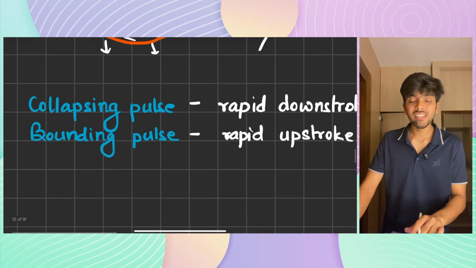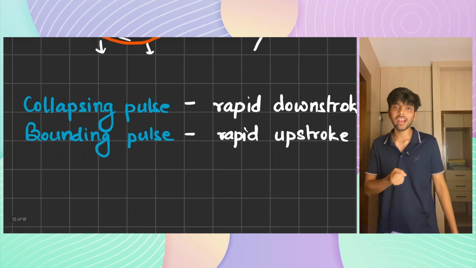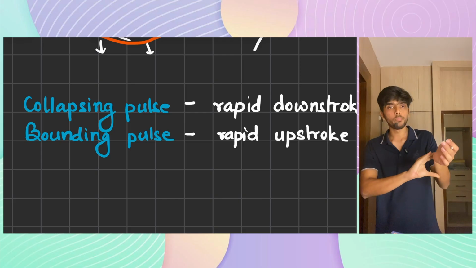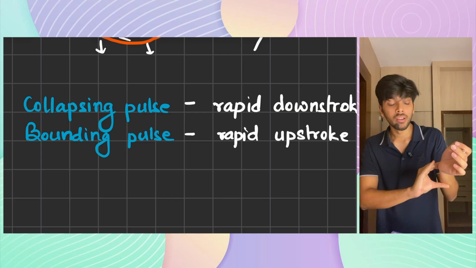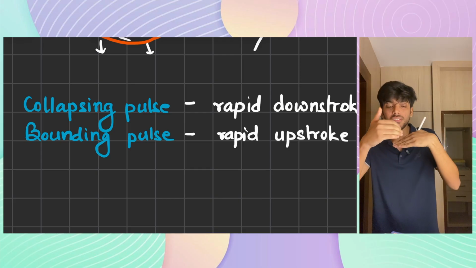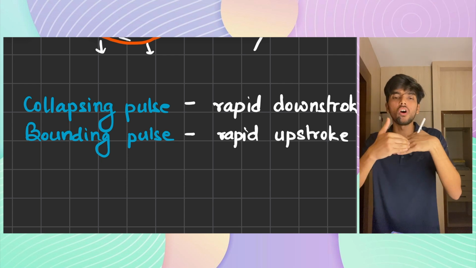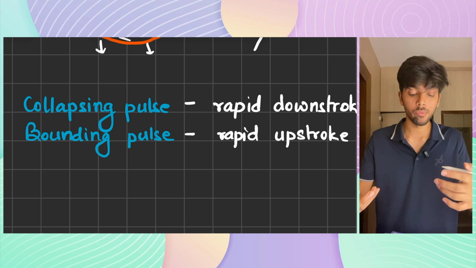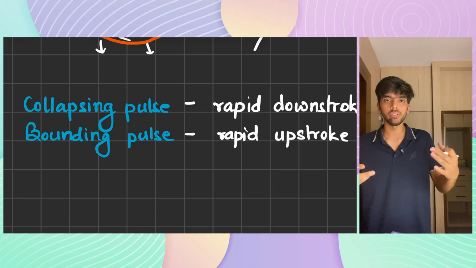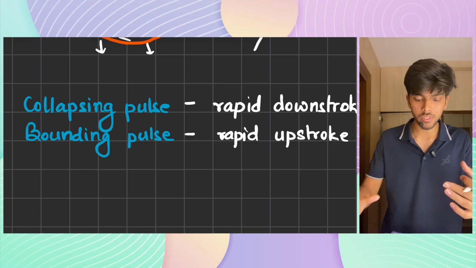See, since there is a rapid upstroke due to strong contraction of the left ventricle, the pulse is quite strong, and the pulse hits against the tip of your finger like a thud of a hammer. That's why it's called bounding pulse, a strong striking pulse.